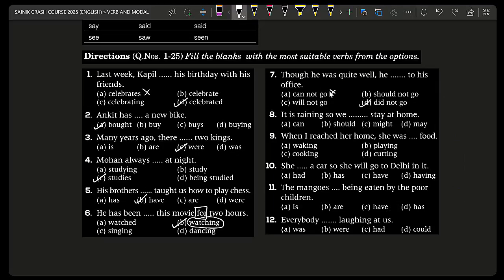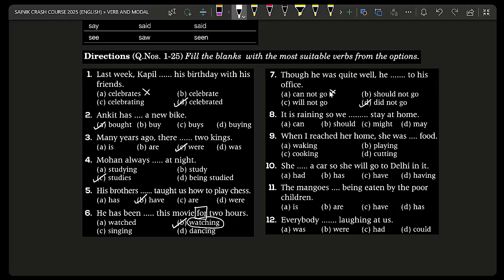It is raining, so we dash stay at home. Yes. We might stay at home. Why might? It is raining, so we dash stay at home. Sir, we should stay at home. It is a compulsion. Otherwise, we get attracted by sickness, right?